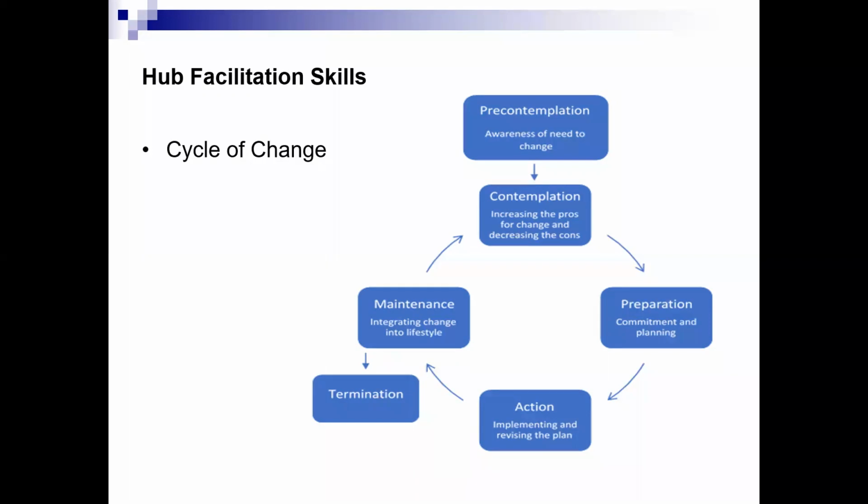What we would ideally like to see is that they are at least in the second stage on this diagram of contemplation. So they're beginning to understand that there are pros and cons to their behaviour, and that there might be benefits to change. If they're at the stage of pre-contemplation, then it's unlikely that they will be suitable for the programme. They might be saying things like, I don't need to change, I'm quite happy as I am, my behaviour doesn't impact anyone else. So that's going to be really difficult to work with that person.